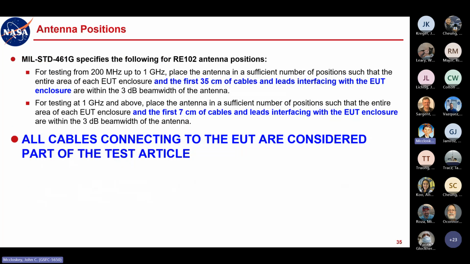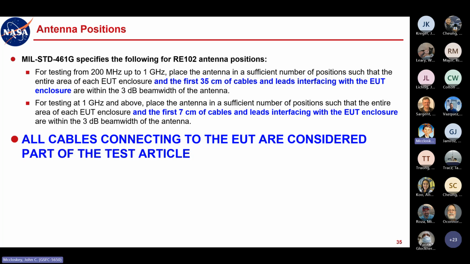Okay. So antenna positions. MIL-STD-461 specifies the following for RE102 antenna positions, and I'm just going to read this verbatim because this is important. For testing from 200 megahertz up to 1 gigahertz, place the antenna in a sufficient number of positions such that the entire area of each EUT enclosure and the first 35 centimeters of cables and leads interfacing with the EUT enclosure are within the 3 dB beam width of the antenna.